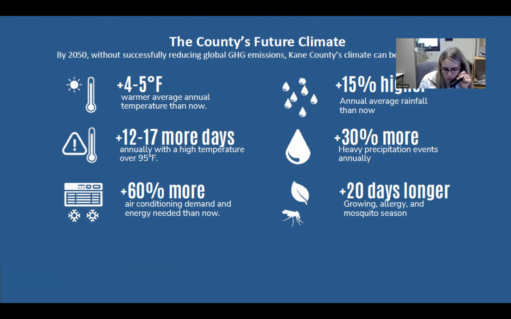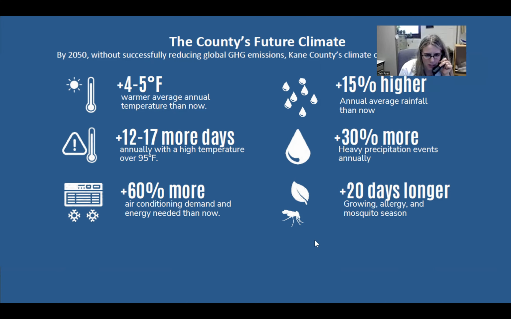We can anticipate that to continue by the middle of this century, which is now just less than 2 decades away. In that time frame, we can anticipate an increase in temperatures of up to 4 to 5 degrees Fahrenheit. We can expect 12 to 17 days more a year with a high temperature of 95 or hotter than what we currently experience. These all relate also to an increase in air conditioning demand as we increase our average temperature. That, of course, will also relate to increased electricity need and infrastructure need.